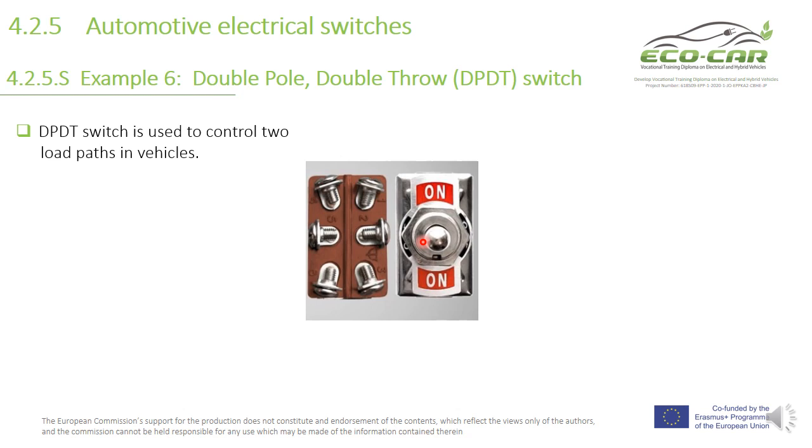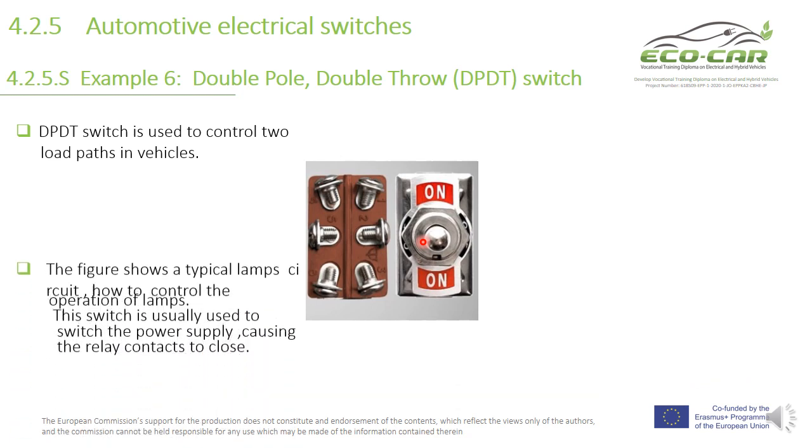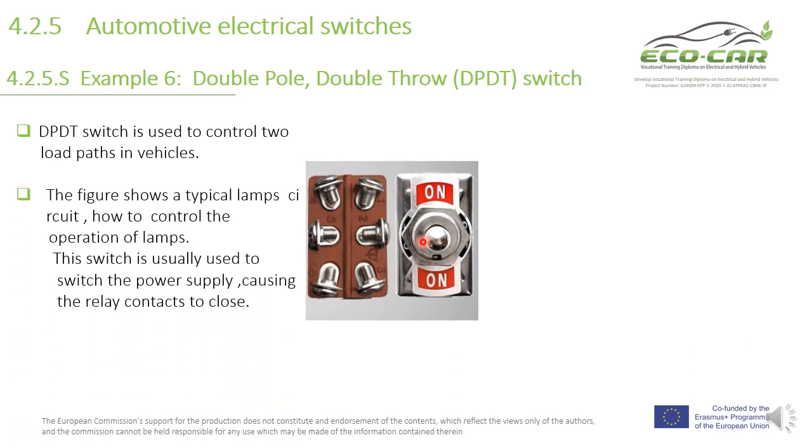The figure now shows a typical lamps circuit, and how to control the operation of lamps. This switch is usually used to switch the power supply, which causes the relay contacts to close. So see here, this is the double pole double throw switch. These are the 6 pins, 1, 2, 3, 4, 5, 6.